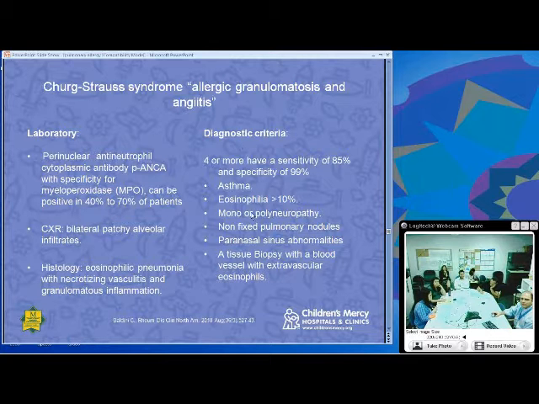So for the criteria, if you have 4 or more, the sensitivity is up to 85% and the specificity is 99%. The criteria are asthma, eosinophilia more than 10%, mono or polyneuropathy, migratory pulmonary nodules, paranasal sinus abnormalities, and then finally a biopsy that is going to show that the patient has extravascular eosinophilic inflammation with granulomatous formation.